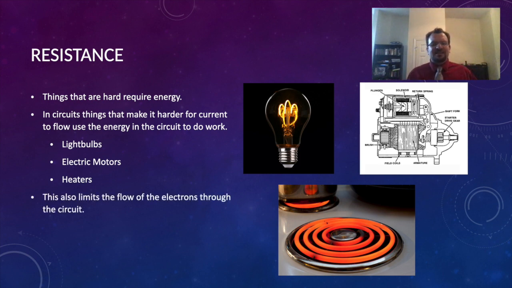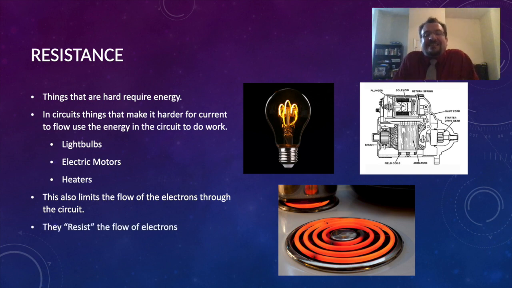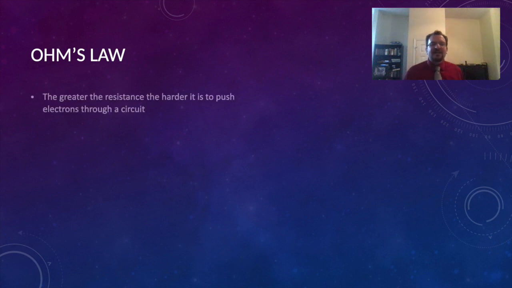This also limits the flow of electrons through a circuit. Could also be called, they resist the flow of electrons. They resist the current. What does this look like? And that then goes into Ohm's law. So Ohm's law is talking about how the greater the resistance, the harder it is to push electrons through a circuit.